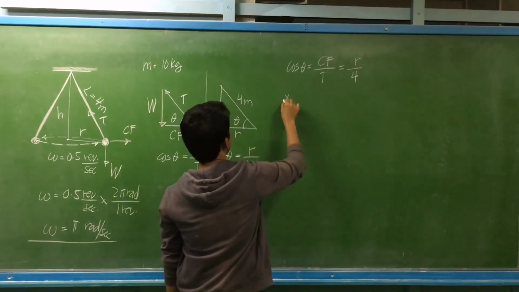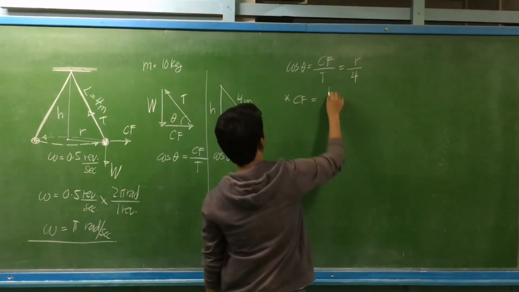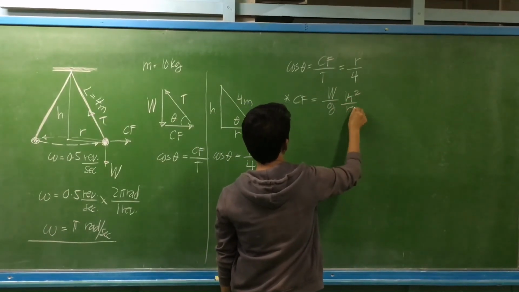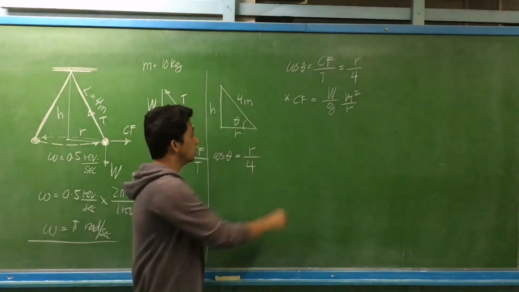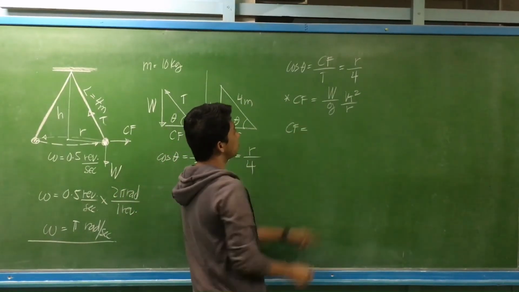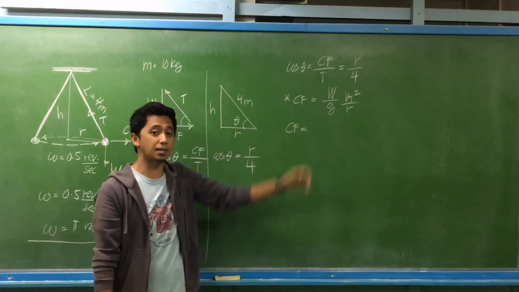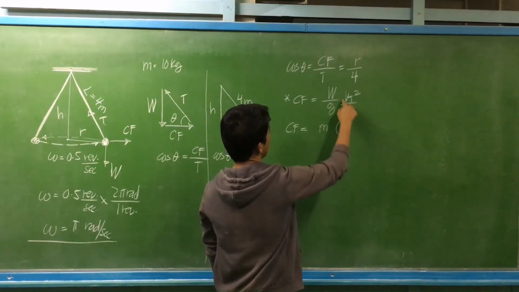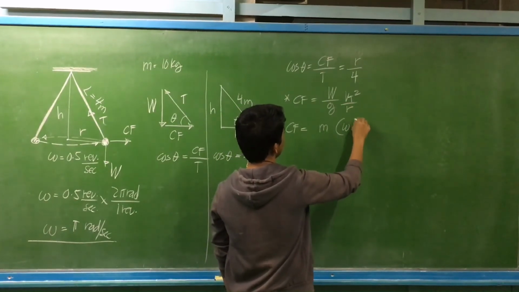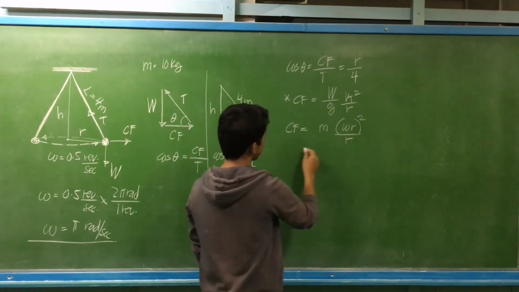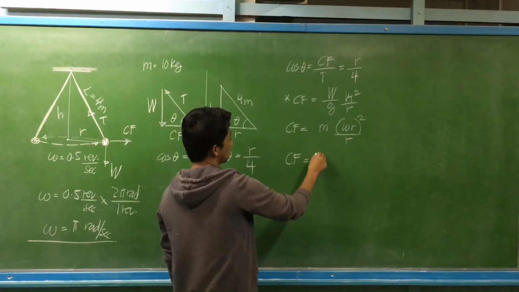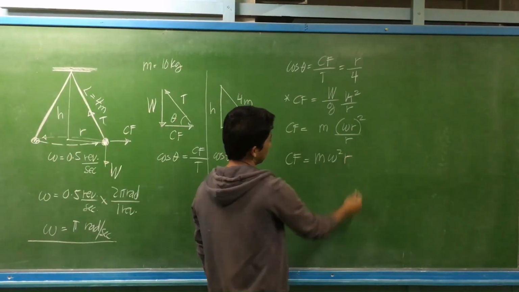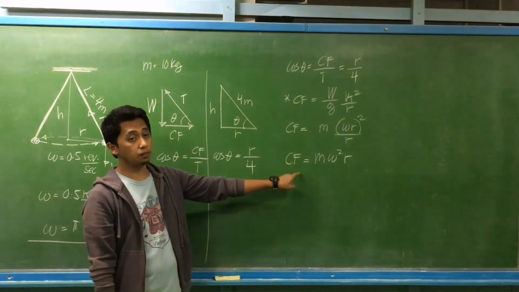So what is the equivalent of the centrifugal force? That is equal to the weight divided by g, times tangential velocity squared over r. What is the equivalent of weight divided by acceleration due to gravity? That is the same as mass. Multiplied by angular velocity times radius, squared, divided by the radius. Another equivalent of centrifugal force is the mass times omega squared times the radius.